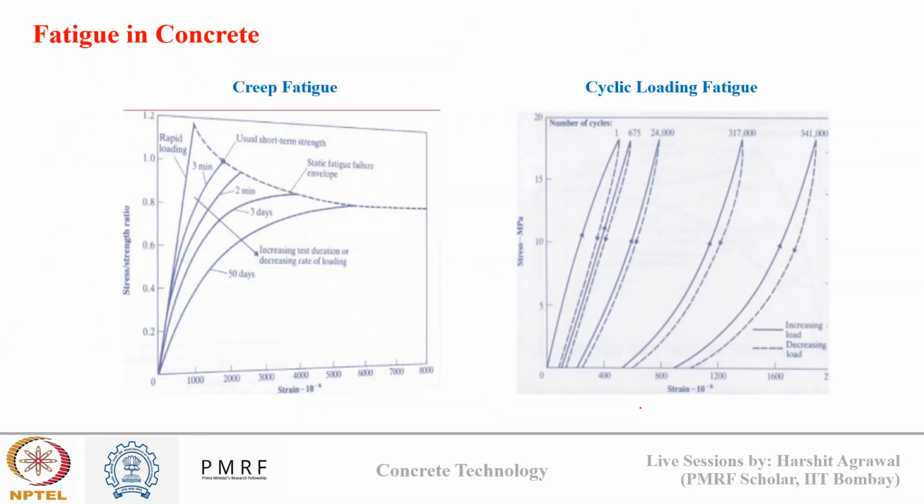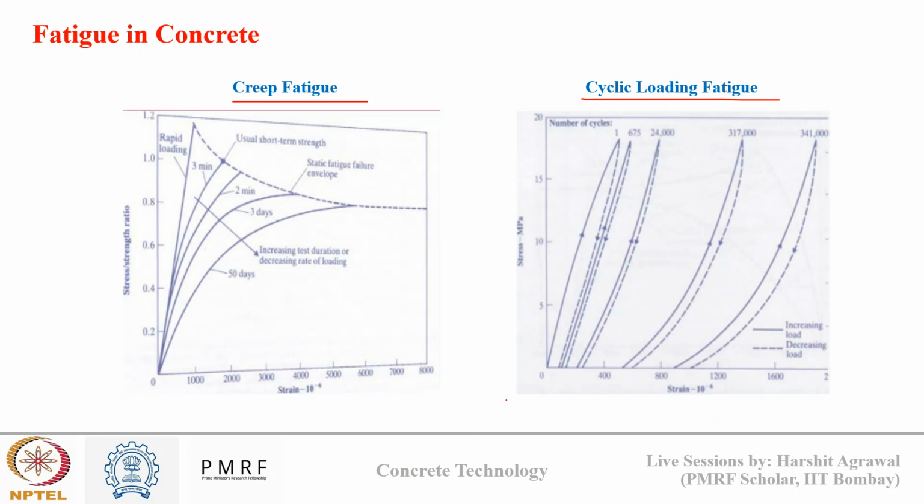Okay, so as we have discussed, fatigue can be of two types. Either loading is applied continuously but at a slow rate, or it is applied in a cyclic manner. The first one is known as creep fatigue, when we apply loading continuously but at a very small rate. And the second one, when we apply cyclic loading, is known as cyclic loading fatigue.